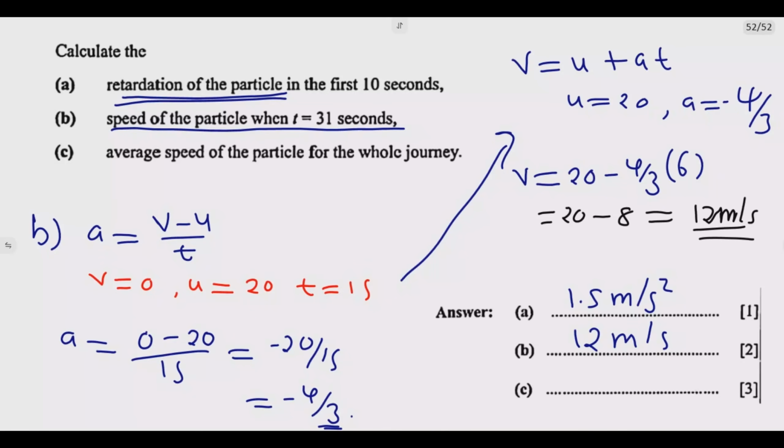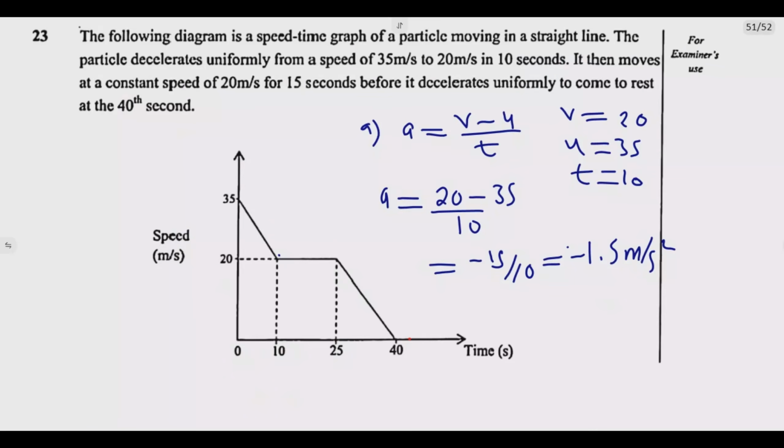Move to question C. Average speed of the particle for the whole journey. So looking for the average speed. So how do you find speed? So if you can come here, you know that speed is equal to distance over time. So time is 40 seconds. From here you can tell. So you just need to find the distance covered, which is given by the area under this curve.